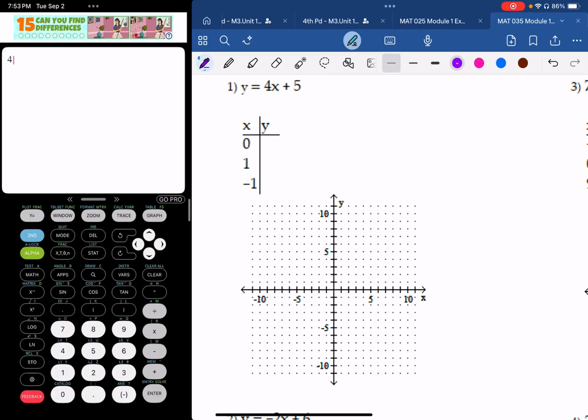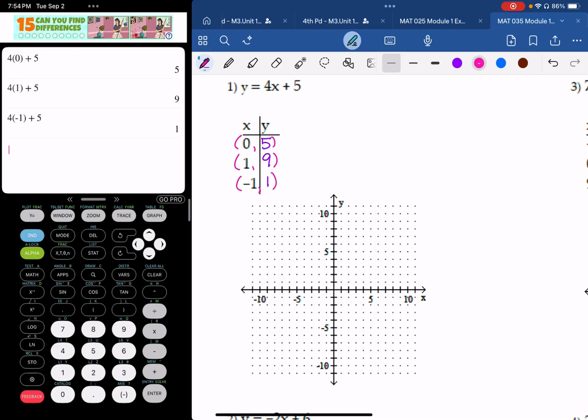In my calculator, I could just do 4 times 0 plus 5. And obviously that's going to be 5, right? I would put my 5 here. And then I could do the same thing with 1. And I could do the same thing with -1. And I've got my table of values. These values are my ordered pairs. So there's x and y, x and y, x and y. And I can graph those.